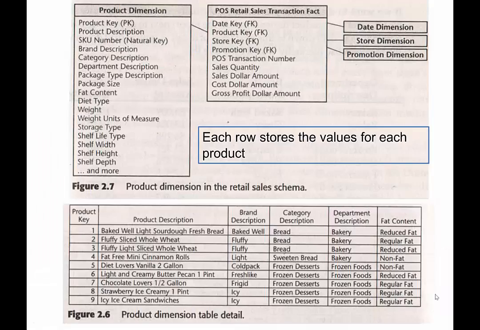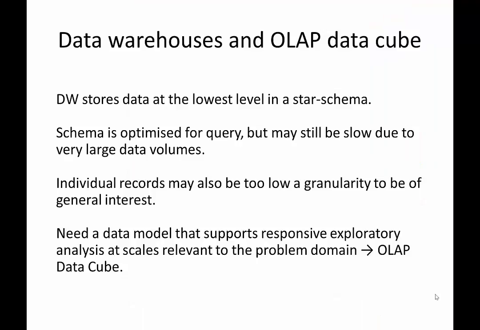Here's the example of the product key. Each product has a description, a category, department, fat content, that kind of information. So all the descriptors for the various products are in one table. When we're interested in a particular sale, we look up the product key, look up the row in the table, and instantly we get an answer. So that's our data warehouse.